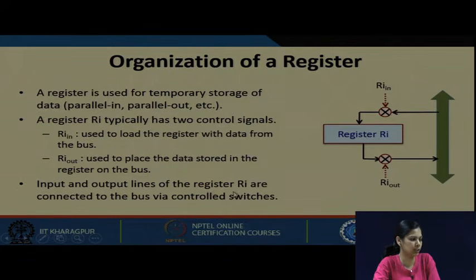The input and output lines of the register Ri are connected to the bus via control switches. Basically these are switches, and these switches are turned on and off to do the particular function. What we have seen is that Ri in is used to load the value here, and Ri out is used to take the value from the register and make it available on this bus.